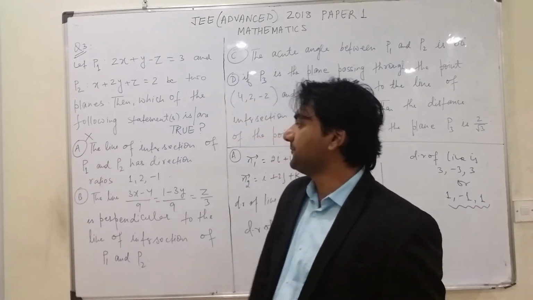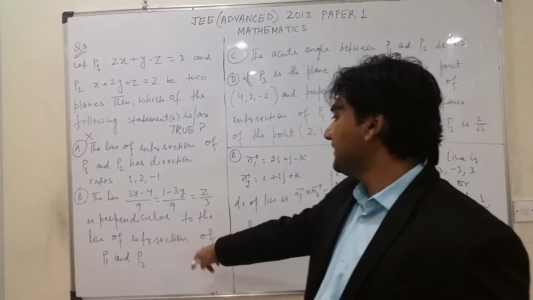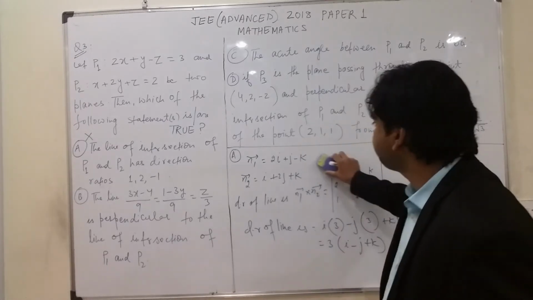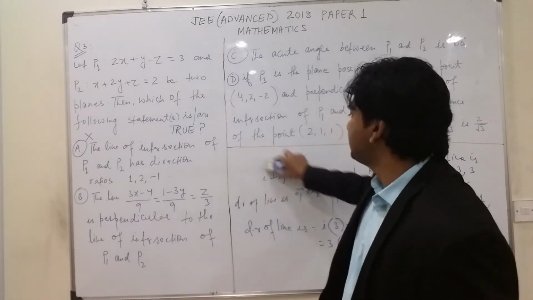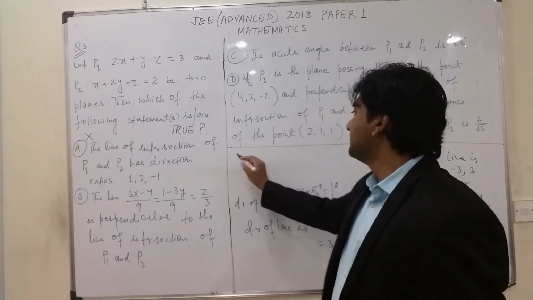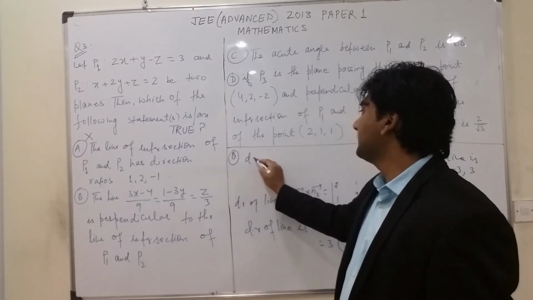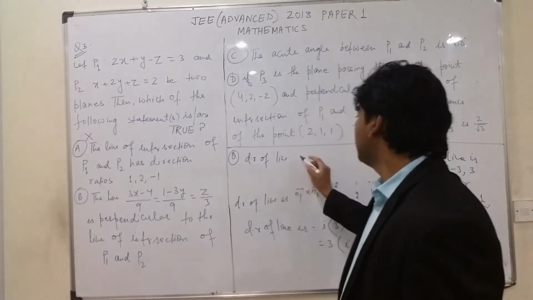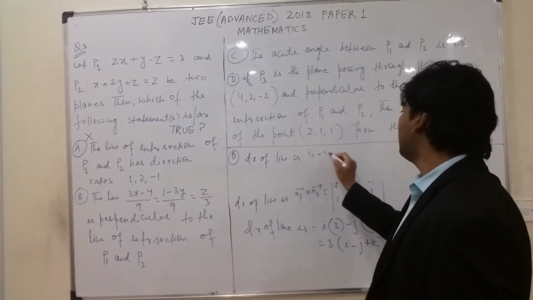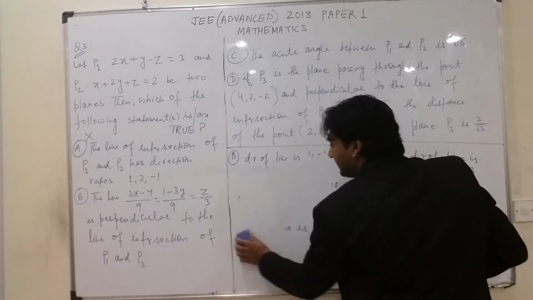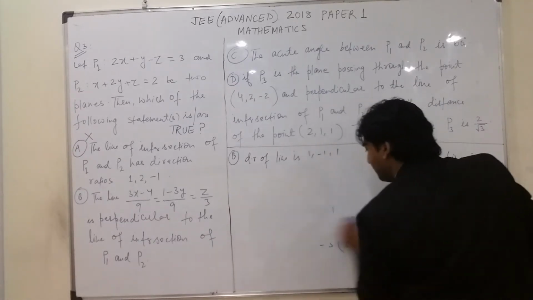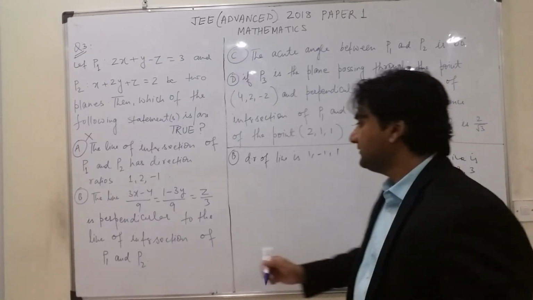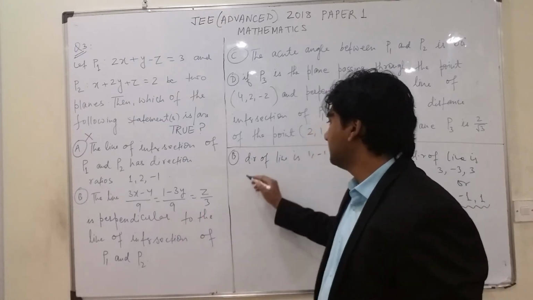Now let's check option B. The line is perpendicular to the line of intersection of P1 and P2. Now we are going to discuss option B. First of all, we will write the direction ratio of the line which we found, which is 1, minus 1 and 1. Then we need to find the direction ratio from here also.